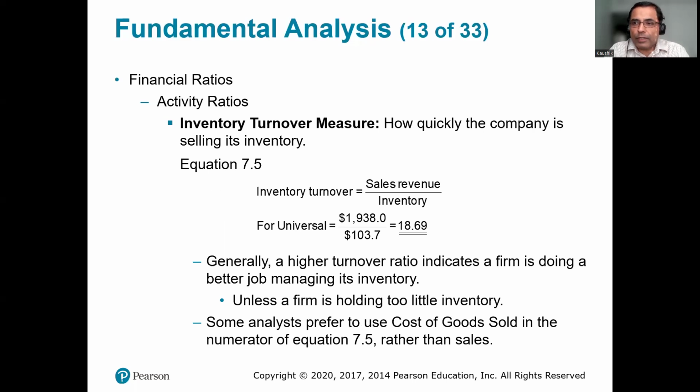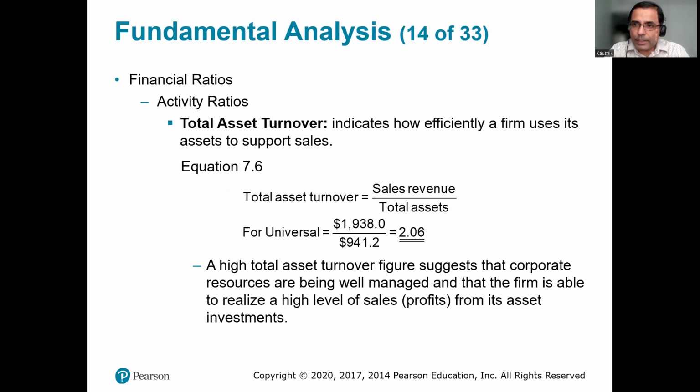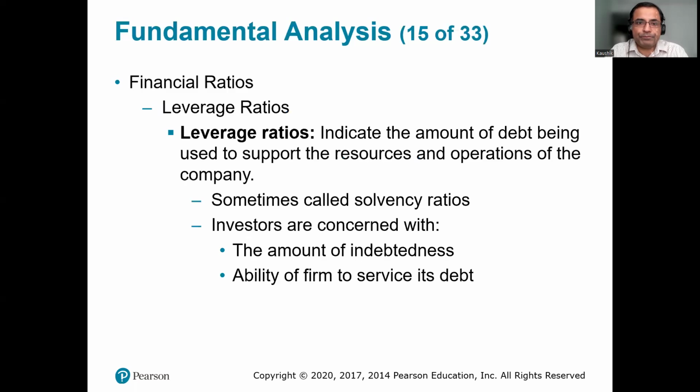Similarly, inventory turnover, sales by inventory. How efficiently is the company converting inventory into sales? Total asset turnover, how efficiently the company is converting total assets into sales. The higher the ratio means less asset, less inventory, or less receivables are required to generate the same amount of sales.